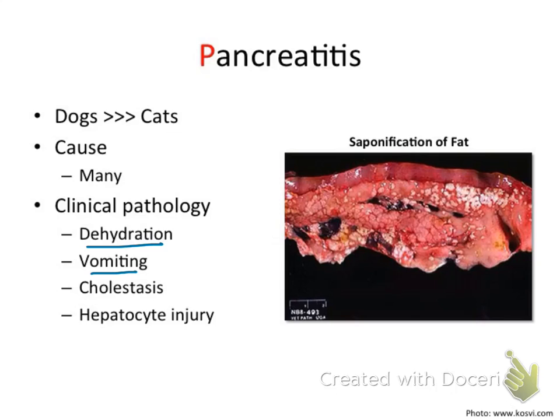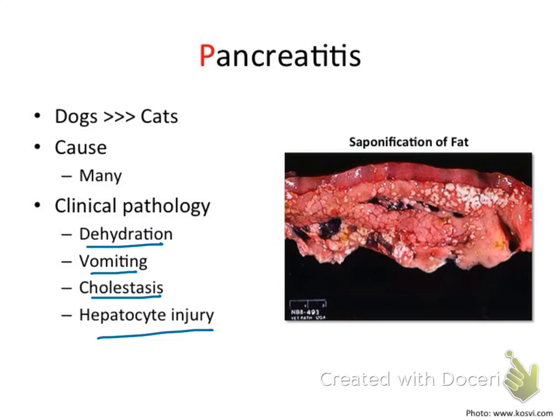Inflammation of the tissue surrounding the common bile duct results in compression and occlusion of the common bile duct. As a result, bile cannot be excreted, and this causes cholestasis and hepatocellular injury.